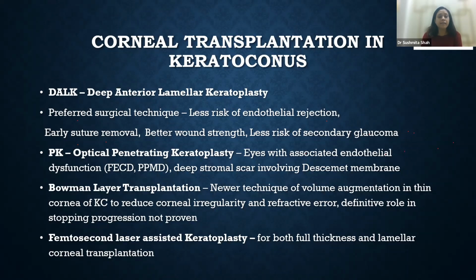The other recent technique that has been proposed is the Bowman layer transplantation, which is a newer technique. It's a kind of volume augmentation technique, in the sense that nowadays we are putting Bowman layer along with stromal tissue of thickness around 100 micron into the patient's cornea, which is thin. So it acts as a volume augmentation procedure and it reduces corneal irregularity and refractive error. However, its definitive role in stopping of progression is not proven.